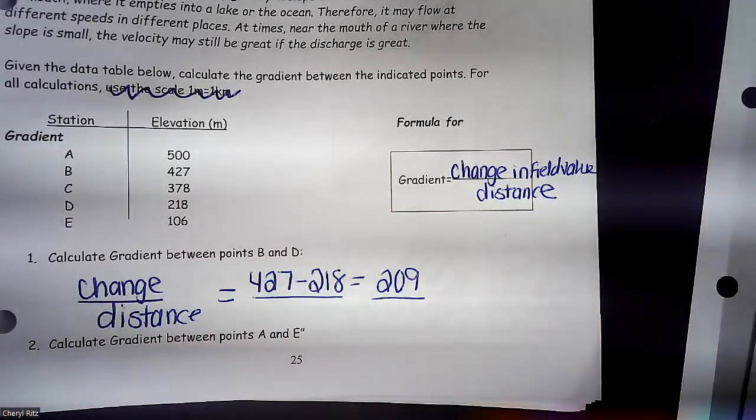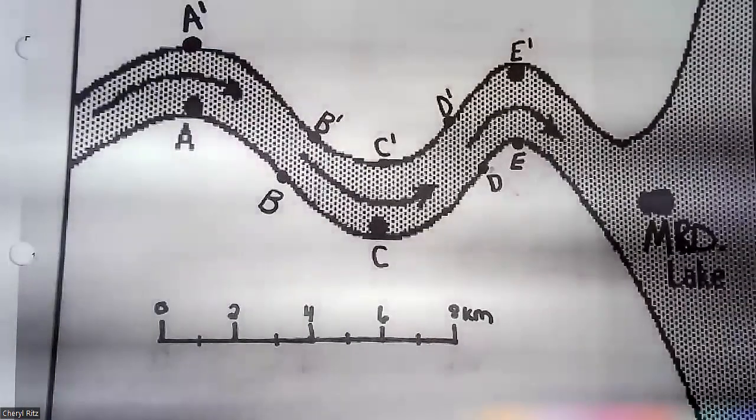We need to still find the distance. How will we find the distance? The scale on the bottom of the paper. So how are we going to do this? We're going to go from B to D. You probably curve around the inside of the stream right there. Why do we have to curve? Because we can't go straight. How would you measure it around the stream?